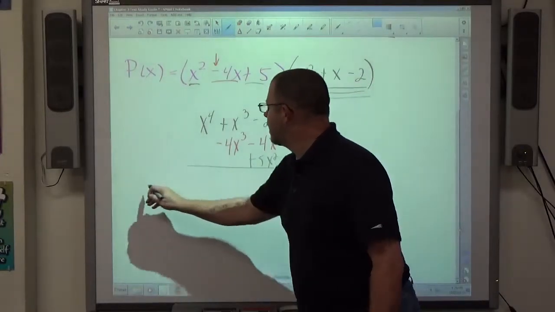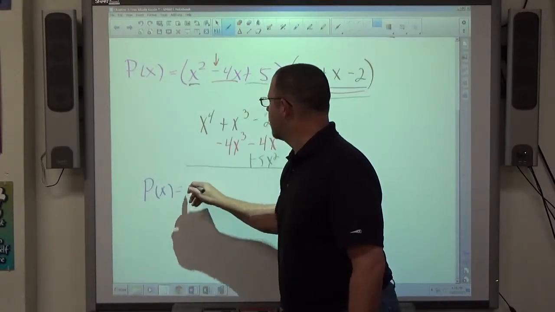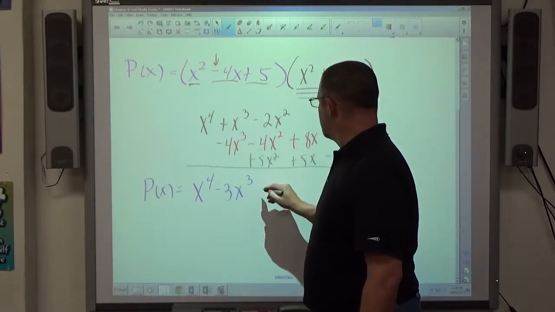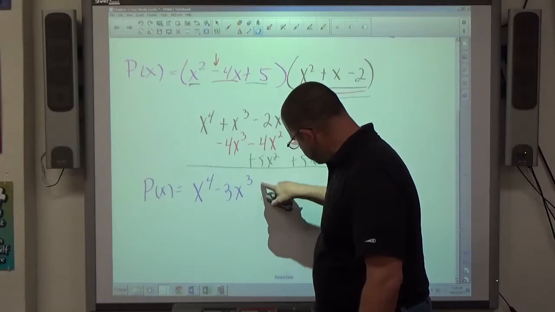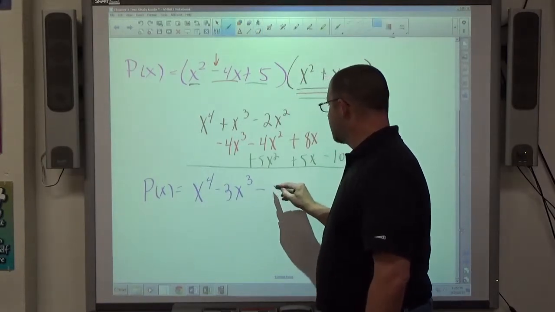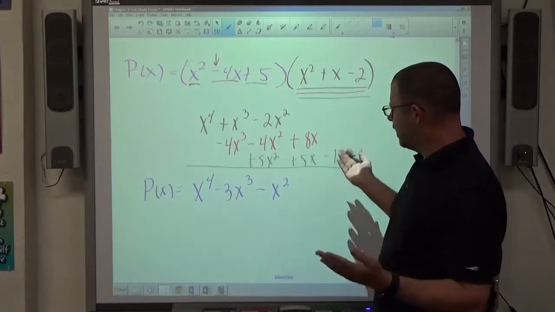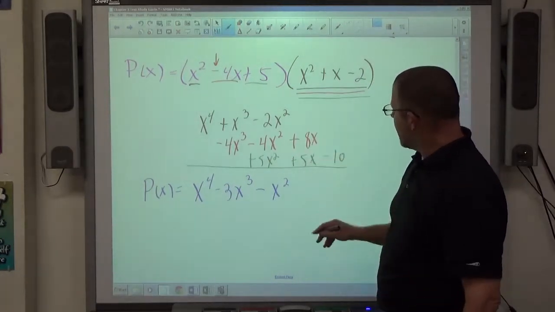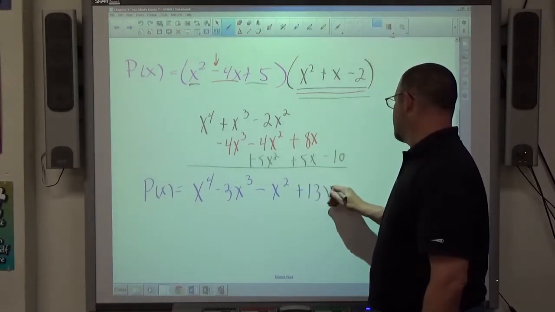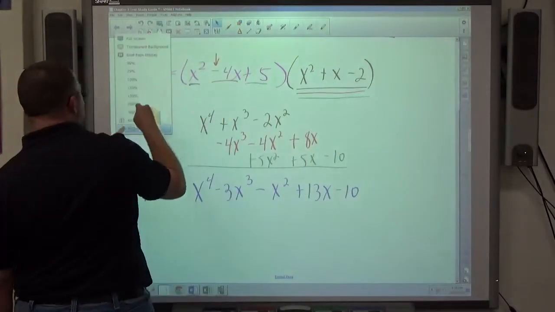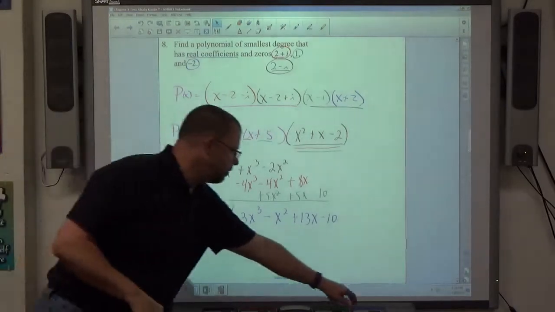We end up with p of x, our polynomial function we're trying to create here, is going to be x to the 4th minus 3x cubed minus 1x squared. Negative 6 plus 5 being negative 1. The 1 is not necessary to be written. 8x and 5x makes plus 13x, and then minus 10. And that is the entire problem done. This would get you full credit.